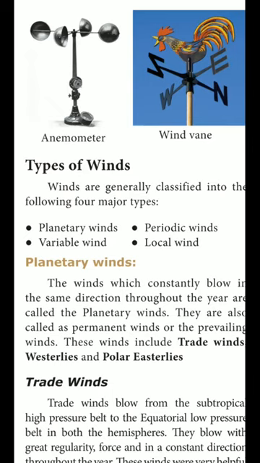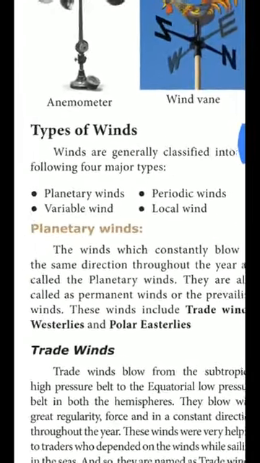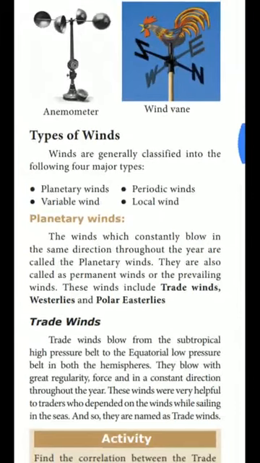So listen carefully. One by one we are going to learn in detail. First one is the planetary wind. What do you know about this? Planetary means planet, isn't it? How many planets are there? There are 8 planets, isn't it? So the winds which constantly blow in the same direction throughout the year are called the planetary winds.